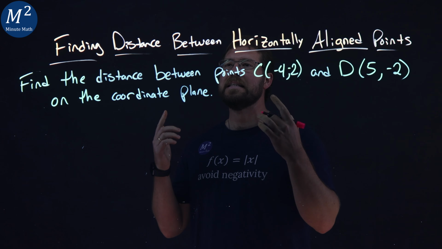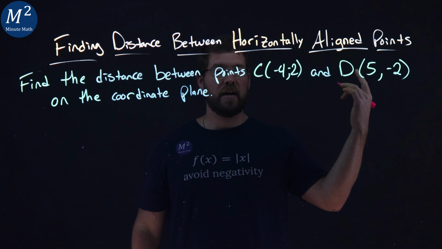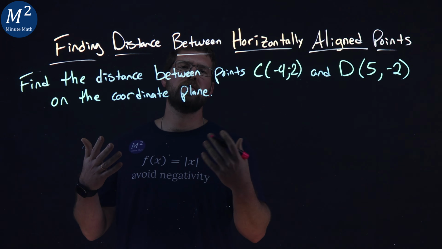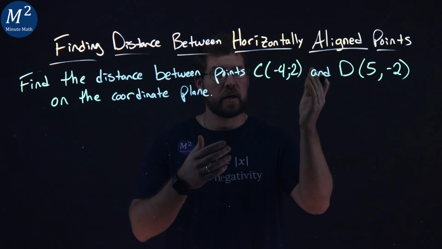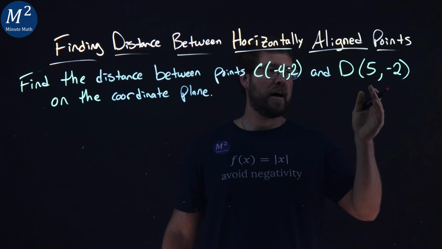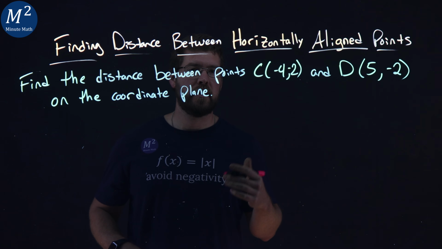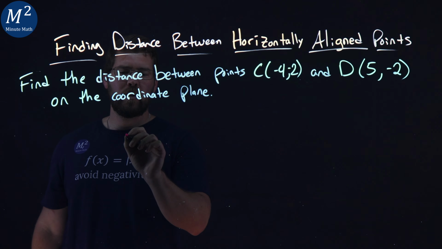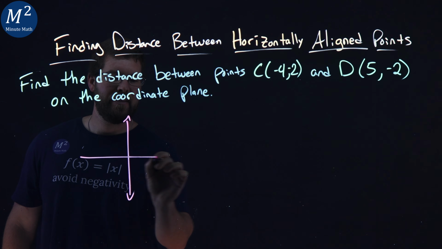Let's learn about finding distance between horizontally aligned points. Find the distance between points C, (-4, -2), and D, (5, -2) on the coordinate plane. Let's get a quick sketch of this.